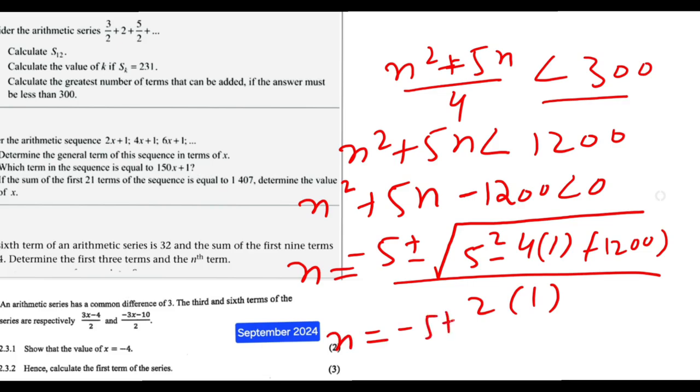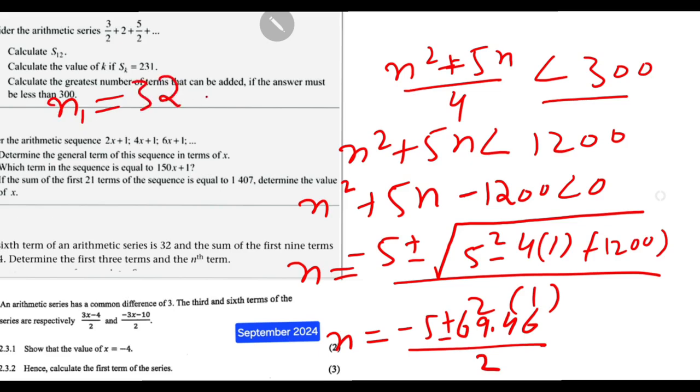negative 5 plus or minus the square root of 4805 over 2. So n1 is going to be 32.23. Now for n2, this time I'm going to use the negative, 37.23. So one time positive, one time negative.